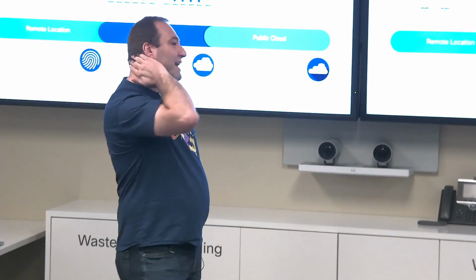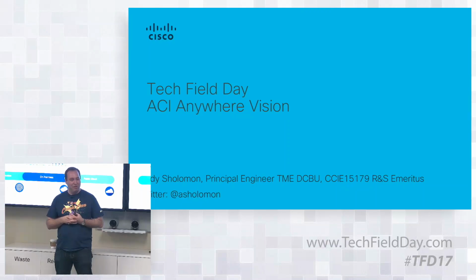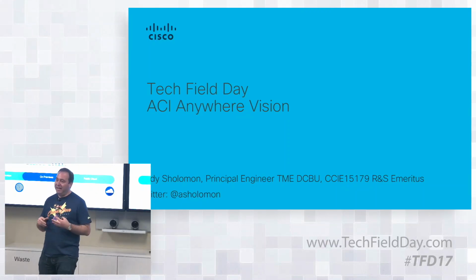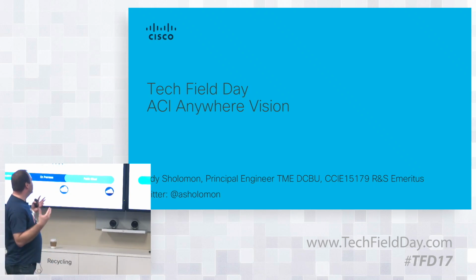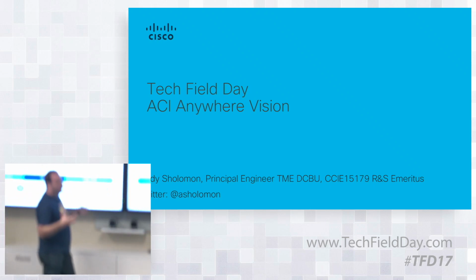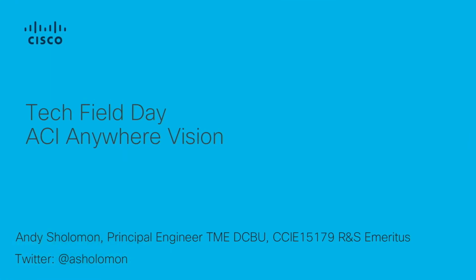So let's begin with what the ACI Anywhere vision is. I was pleasantly surprised to find out that most of you knew what ACI was, so that's a good beginning. But the way that ACI has evolved in the last few years is we started with ACI as a data center fabric, a data center implementation. And over the last few years, we have gone to something called MultiPod, then we've gone to something called Multisite.